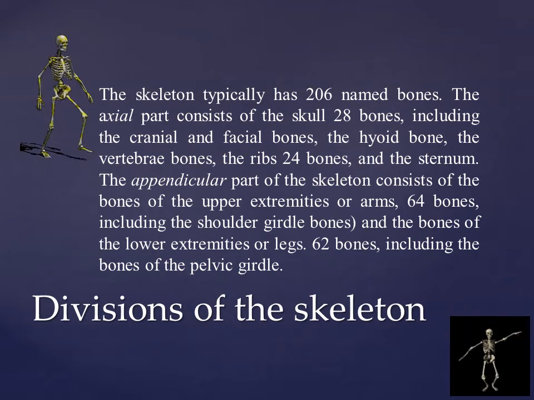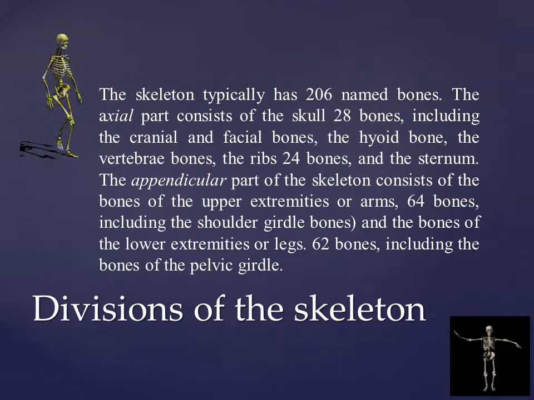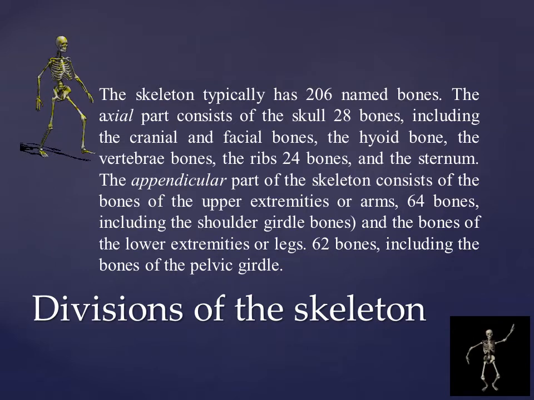The appendicular part of the skeleton consists of the bones of the upper extremities, or arms, 64 bones, including the shoulder girdle bones, and the bones of the lower extremities, or legs, 62 bones, including the bones of the pelvic girdle.